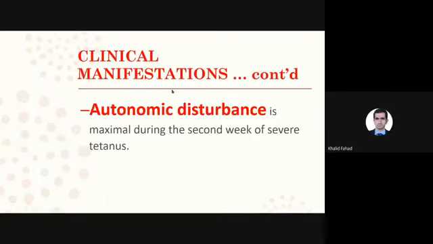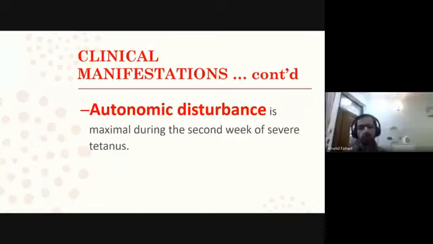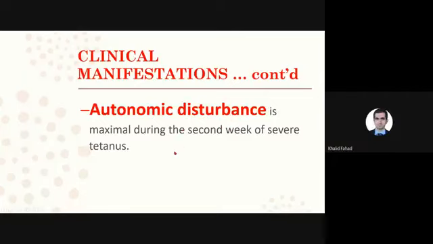After the toxin has been taken up by the presynaptic inhibitory neurons, two systems would be affected. The musculoskeletal system is responsible for the most prominent clinical manifestation of the disease as a result of hypertonia and painful contractions of the skeletal muscles. In addition, the motor neurons and the presynaptic inhibitory neurons connect to the central and autonomic nervous systems, so the autonomic nervous system will also be affected. There will be autonomic disturbances, which usually happen during the second week of severe tetanus.